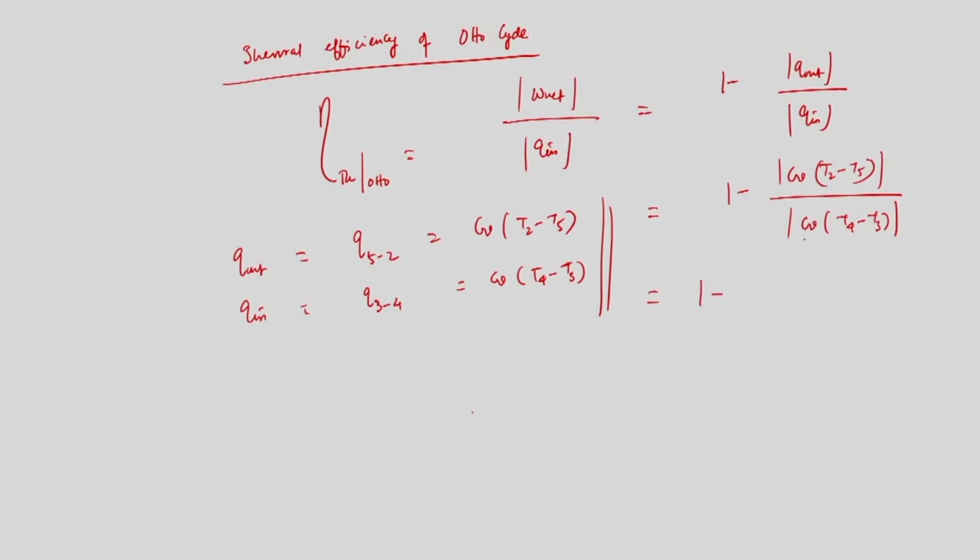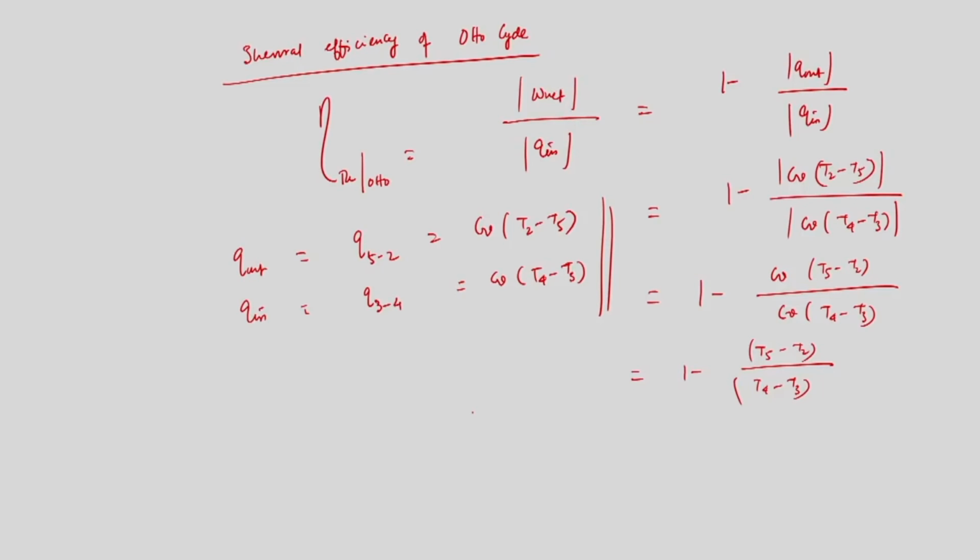So, Cv will get cancelled out, and we have Cv into T5 minus T2 divided by Cv into T4 minus T3. I am writing it positive because T5 is higher than T2. So, it is 1 minus T5 minus T2 divided by T4 minus T3. This is what we are getting, right.